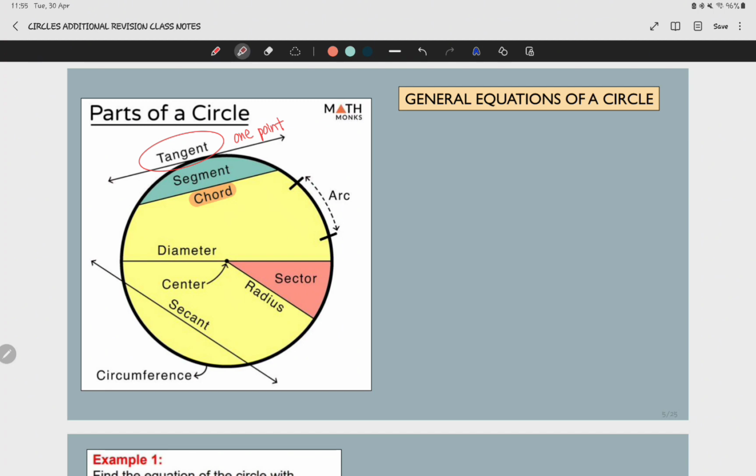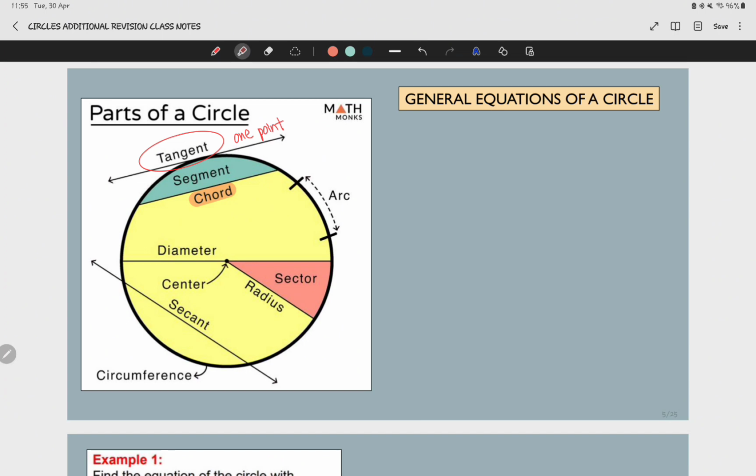A diameter is a straight line that passes through the center. Radius, obviously you must know what a radius is. Radius is from the center to any point on the circumference or the perimeter of the circle.